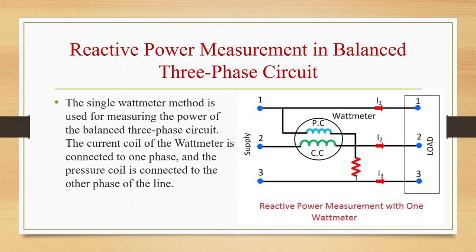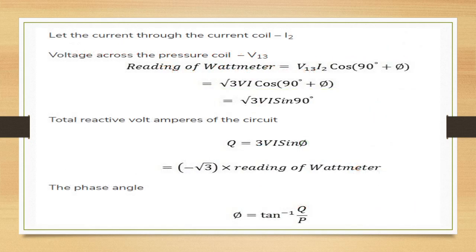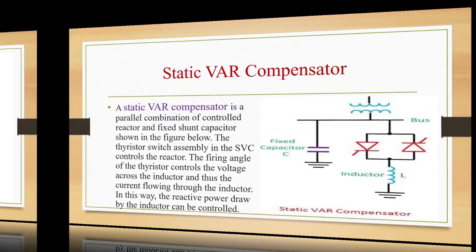Then reactive power measurement in a balanced three-phase circuit we measure with the help of only one wattmeter. The single wattmeter method is used for measuring the power of a balanced three-phase circuit. The current coil of the wattmeter will be connected to one phase, and the pressure coil will be connected to the other phase of the line. We measure the reading of the wattmeter as root 3 VI sin 90 degrees, and reactive volt amperes Q is equal to 3 VI sin phi. So angle phi equals tan inverse of Q by P.